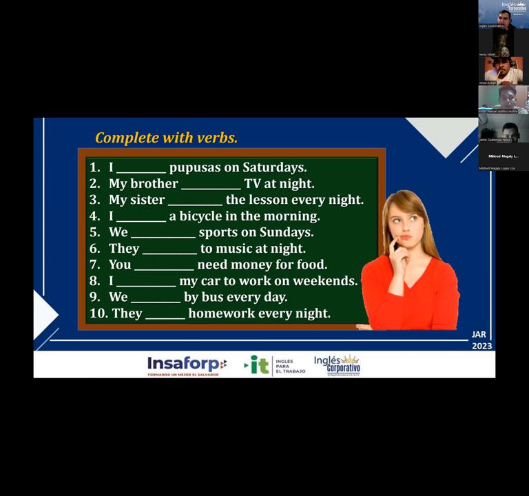My sister repeats the lesson every night. I ride a bicycle in the morning. We practice sports on Sundays. They listen to music at night.